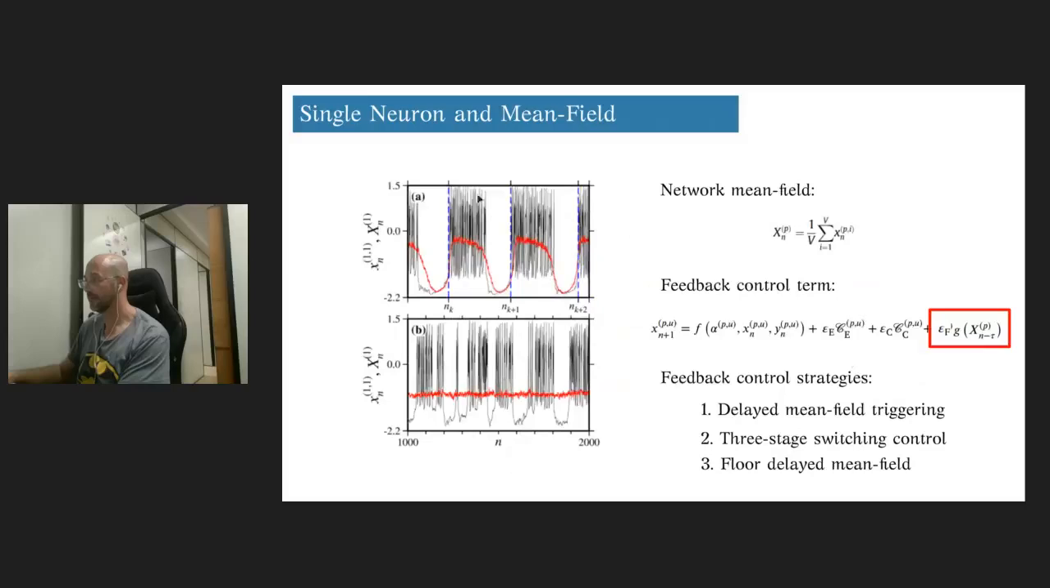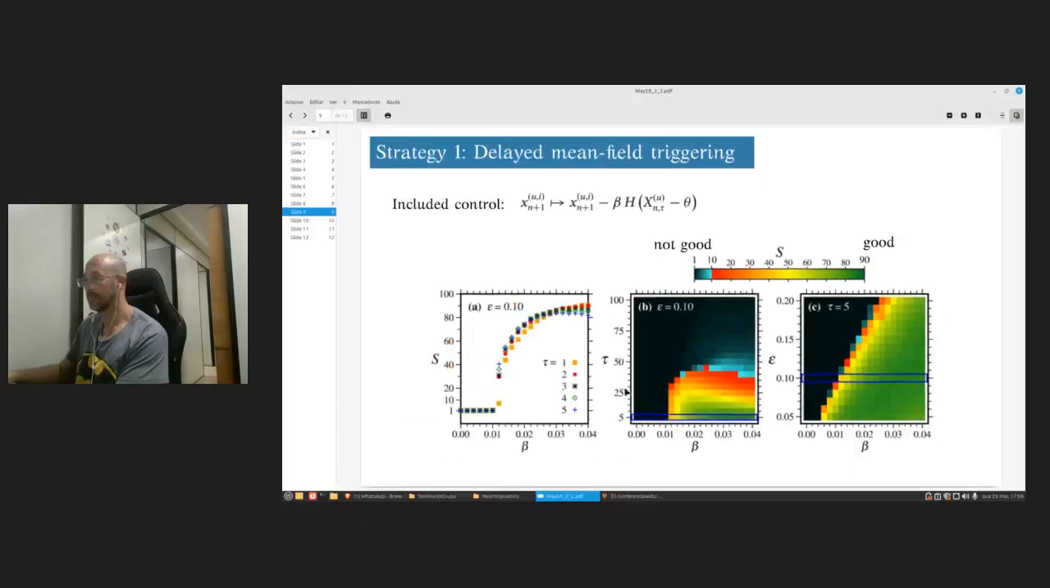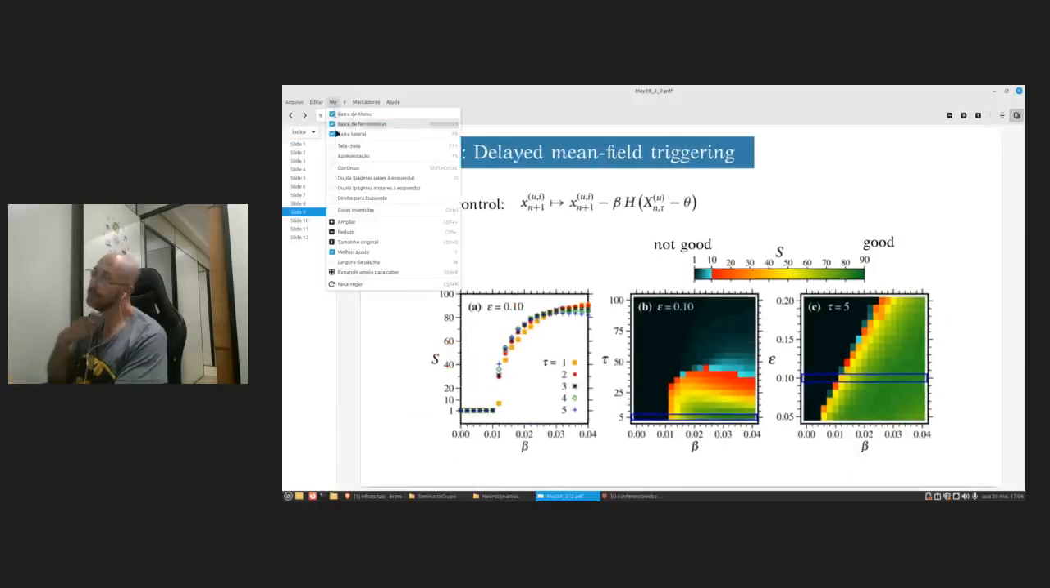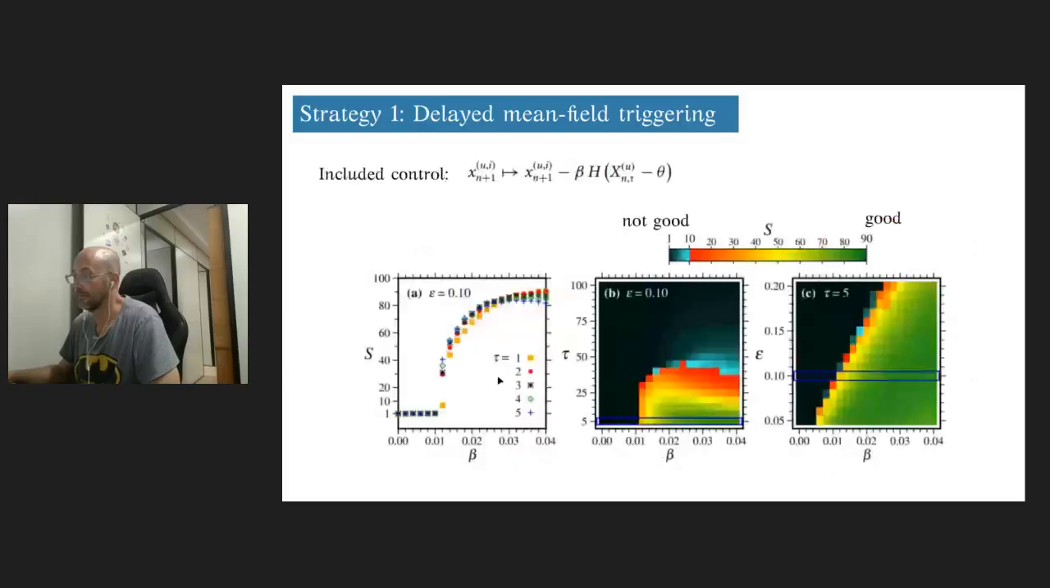So when S is equal to 1, we stay in the panel A scenario. When S is greater than 10, close to 100, we stay in this other scenario, and it is the desirable scenario because we suppress the synchronized activity.